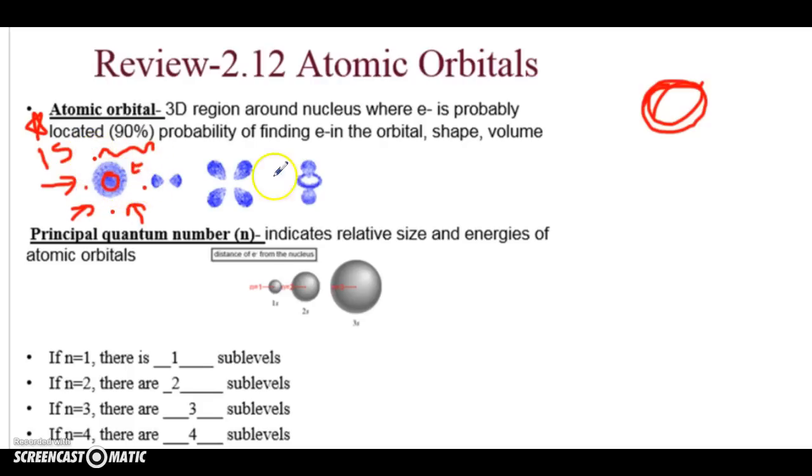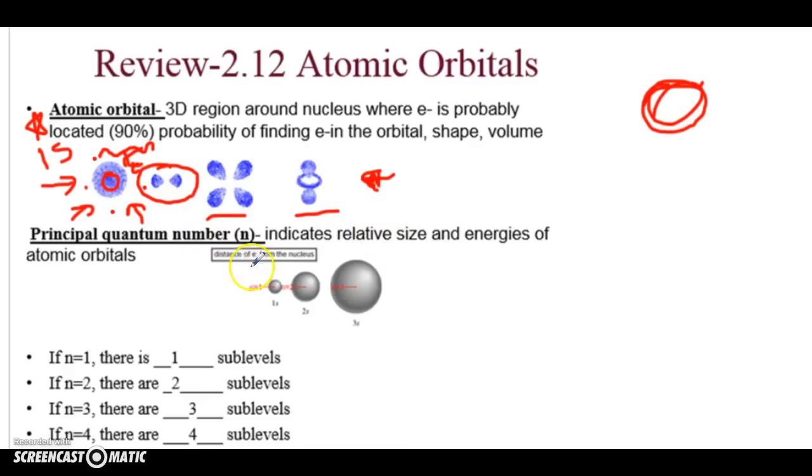And again, how do they get these images? It would be like if you took a picture over and over and over, like a gazillion times, and laid them all on top of each other. This is what you get. So we have S, this would be like a P, and then we'll look at these other ones too. So that's our atomic orbital, that 3D region around the nucleus.